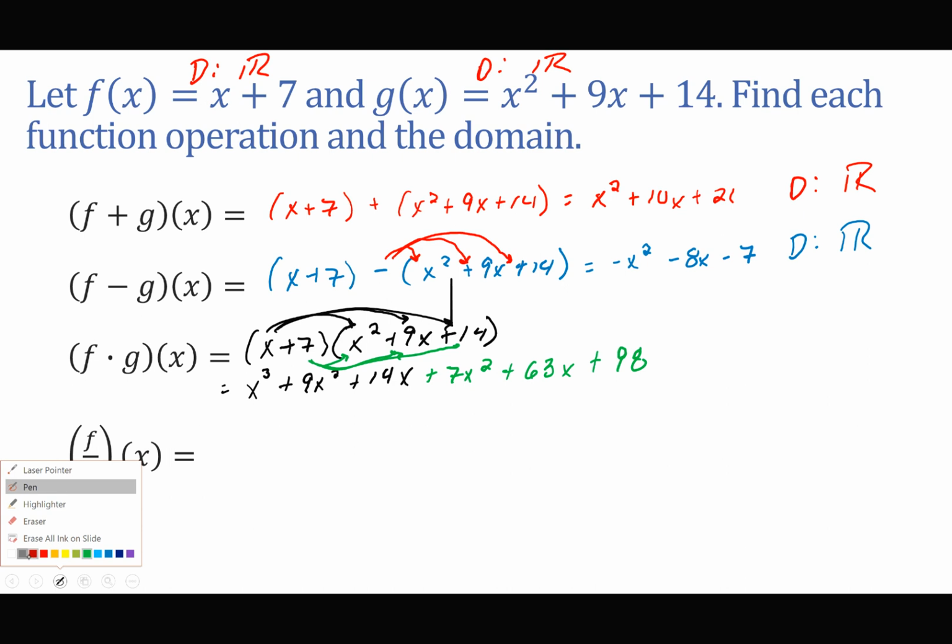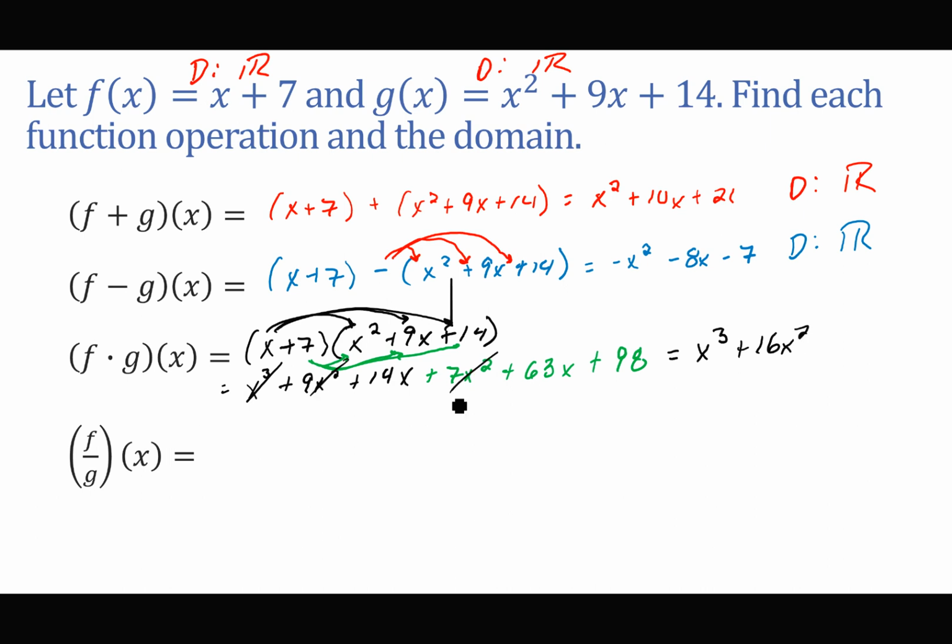From here, I can combine like terms. I only have 1x cubed. I'm going to mark that off so I make sure I've taken that into account. 9x squared and 7x squared is going to give me 16x squared. Those are gone. 14x plus 63x, that should give me 77x. Cross those out, plus 98. So that's my multiplication of the two functions.